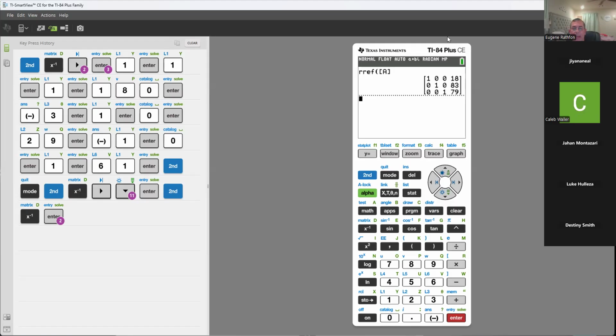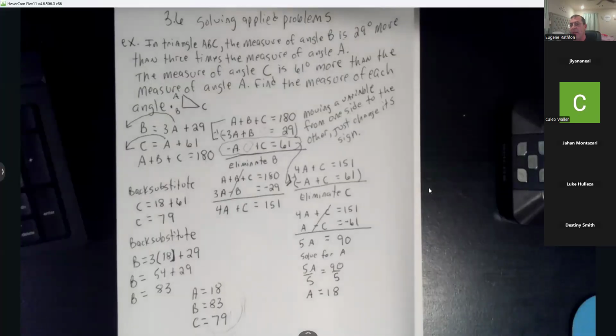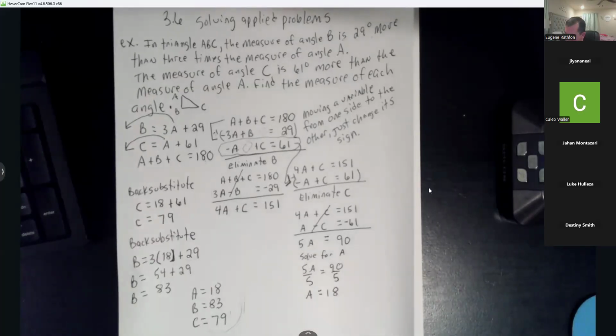If you like doing them by hand, that'll work. A lot of times I do them by hand and then I check them with the calculator maybe, but y'all either way you want to go. All right, so let's try our next example.